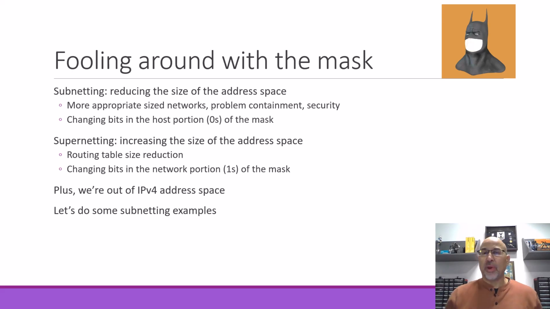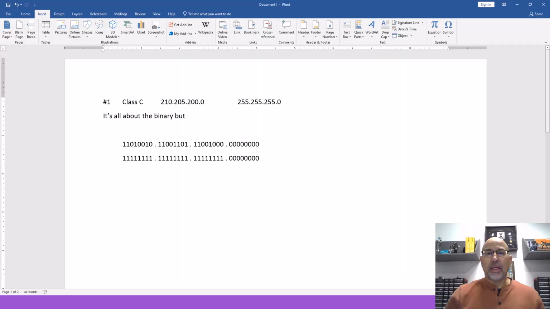On top of all this, we have to remember that we're out of IPv4 address space. So you just can't say, hey, can I have a new Class B or Class C address space? All right, so let's do some examples. I'm going to do this manually for this video so that you can see exactly what I'm doing.